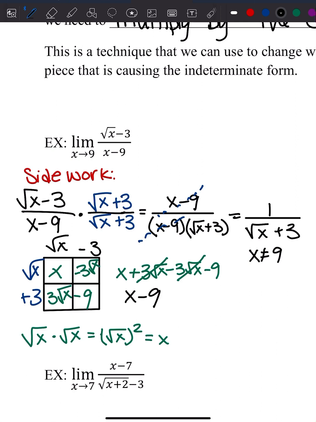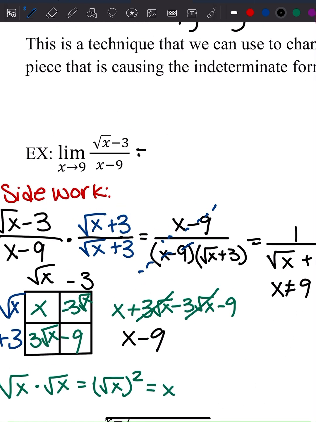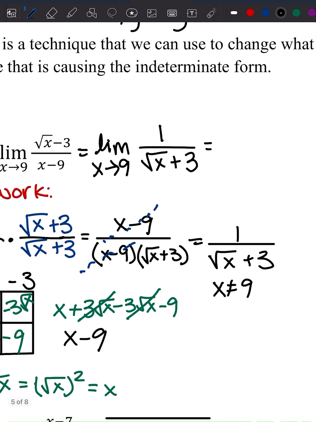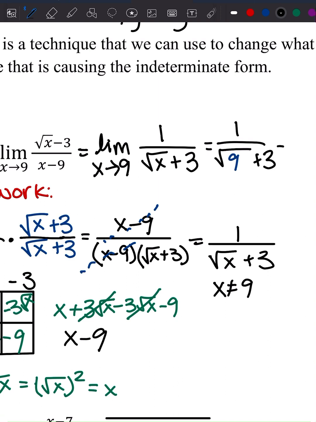So now what we're going to do is go back to our original limit problem. I'm going to take this and say now the limit as x approaches 9 of this new piece that we just got here, 1 over the square root of x plus 3. There is no possible way the top can be 0 or infinity because it's 1, so I know I can use direct substitution and it will give me an answer. So I have 1 divided by the square root of 9 plus 3. The square root of 9 is 3, so 3 plus 3 is 6, so the answer would be 1 over 6.